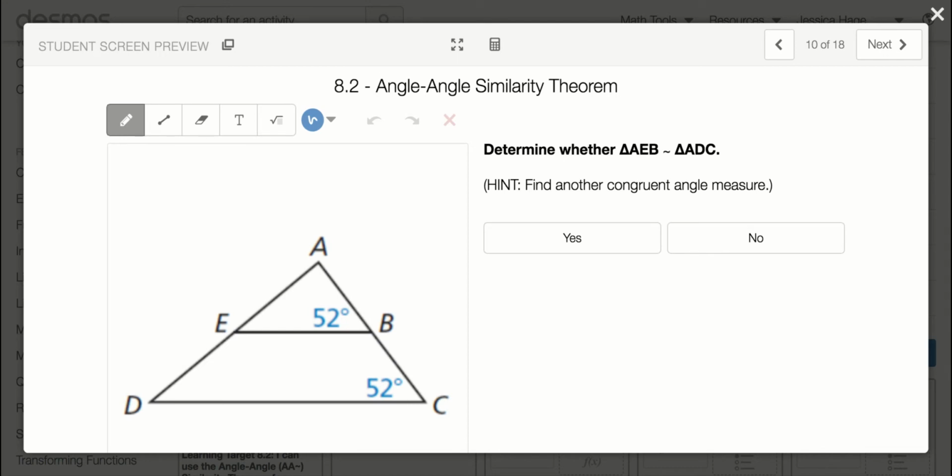Slide 10. Again, we need two angles that are congruent in order to say that these triangles are similar. So determine whether triangle AEB is similar to triangle ADC. So we do have one pair of angles congruent. We have angle B and angle C. And then I'm going to redraw the top triangle so I can show you guys that we have another angle congruent by something called the reflexive property.